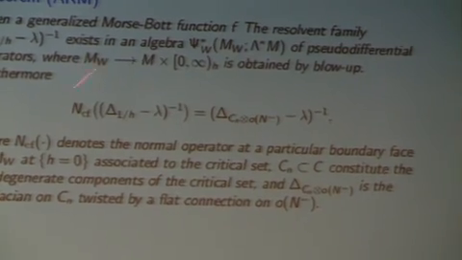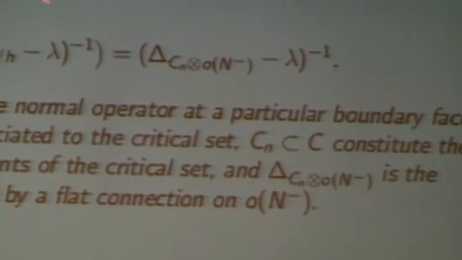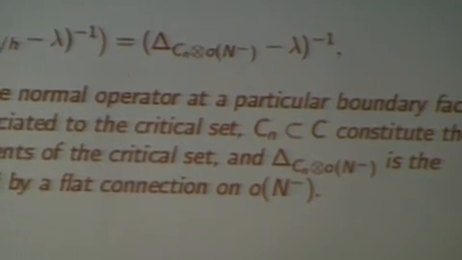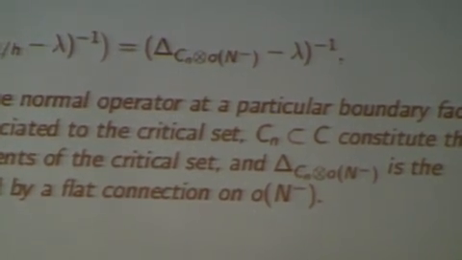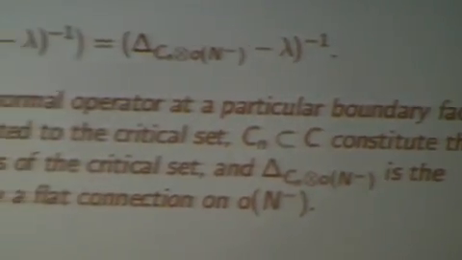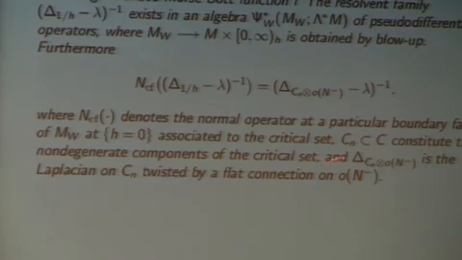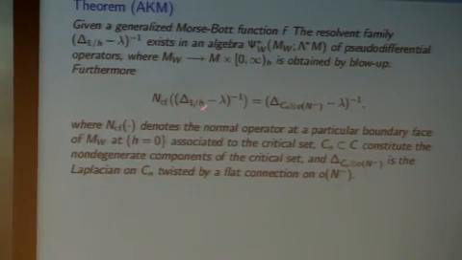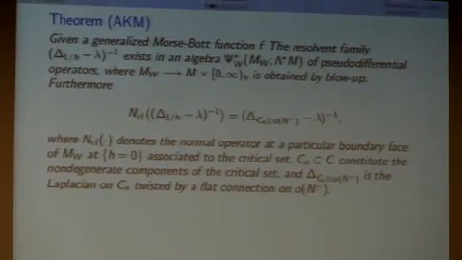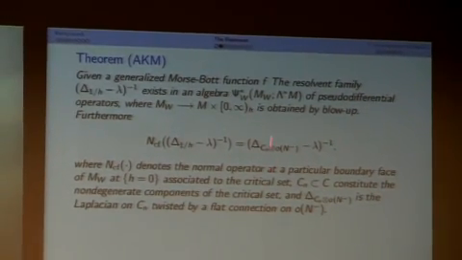And these are operators on a space where, morally speaking, the space is m times the parameter space for h. We're putting the parameter into the geometry and then resolving the singularity by blow-up, and I'll describe that more in a second. And this statement about the limit is really saying that there's a particular normal operator of this resolvent at one of the boundary faces of this manifold at h equals 0, and the normal operator of this resolvent is a resolvent of this type. And moreover, I want to point out that here, only the non-degenerate critical sets are appearing here.